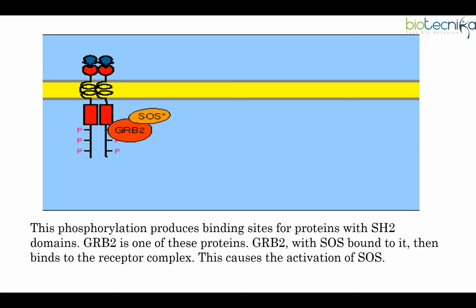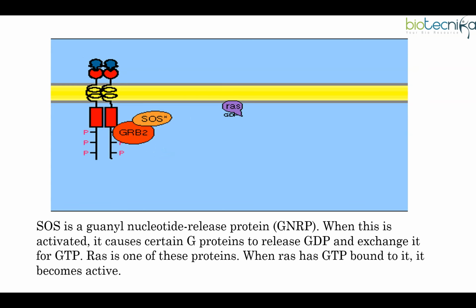These are some specific types of domains. GRB2 is one of the proteins which has an SH2 domain. GRB2 with SOS bound to it will bind to the receptor complex, which will cause the activation of SOS. Once SOS is activated, it is a guanyl nucleotide release protein. When this is activated, there are some Ras proteins present. It will activate the Ras protein, release the GDP and exchange it for GTP. Whenever Ras is bound with GTP, Ras becomes active.